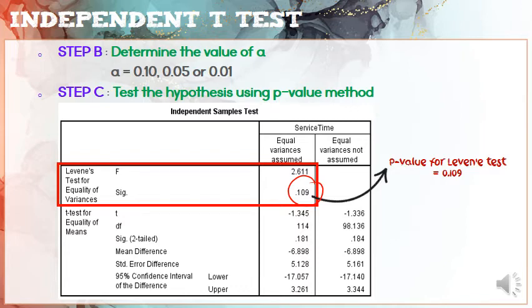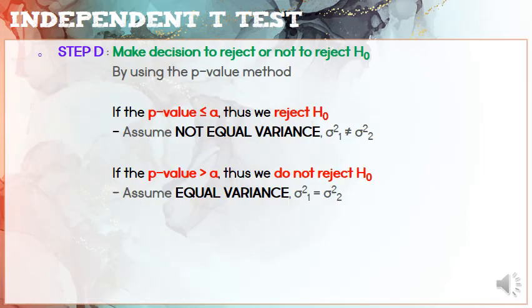So in this example, the p-value is equivalent to 0.109 at 95%. And last but not least, you need to make a decision whether to reject or not to reject your H null. By using the p-value method, if the p-value is less than or equal to your alpha value, we reject H null and assume not equal variance. But if the p-value is greater than your alpha, we do not reject H null and assume equal variance.